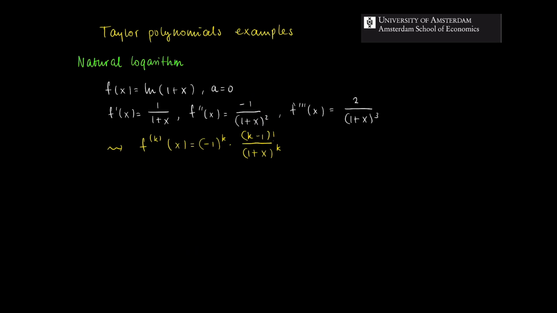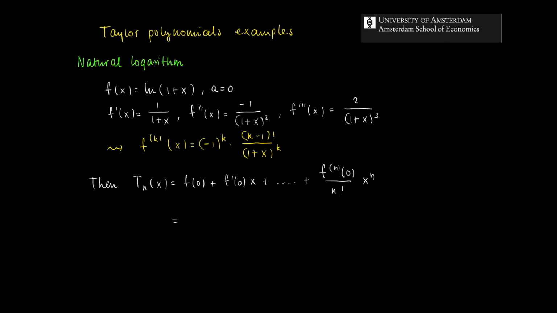Okay, but now we want to have the Taylor polynomial at a equals 0. So what do we get? We get f of 0 plus f prime of 0 times x plus f double prime at 0 divided by 2 factorial times x squared, etc., etc., plus the final term is the nth order derivative at 0 divided by n factorial times x to the power n.